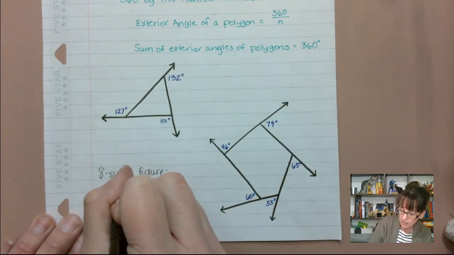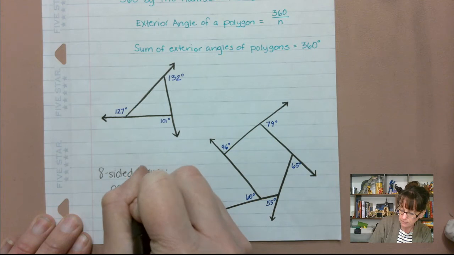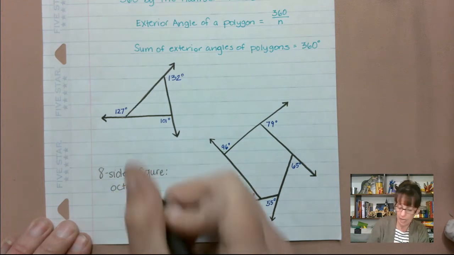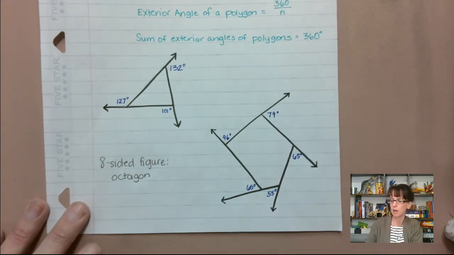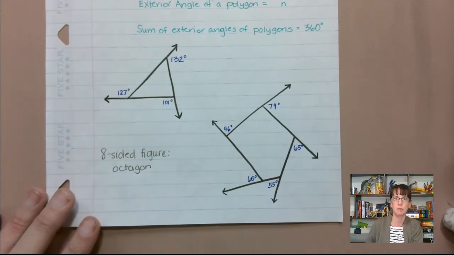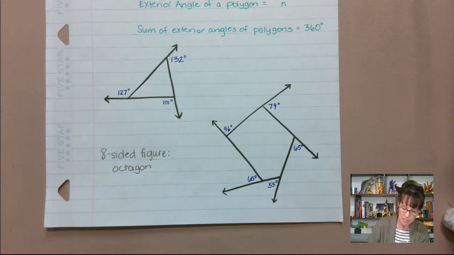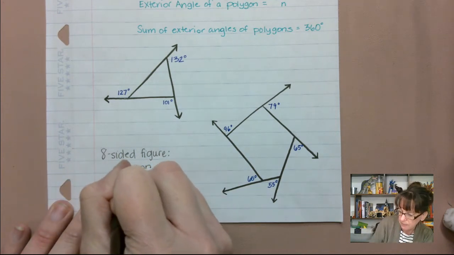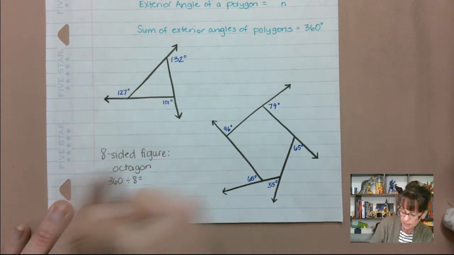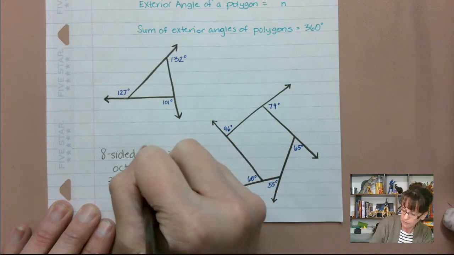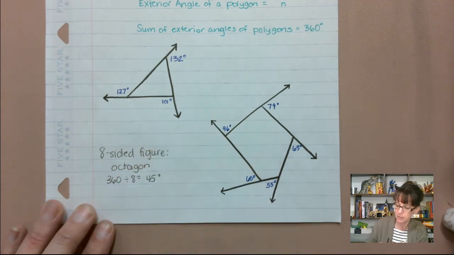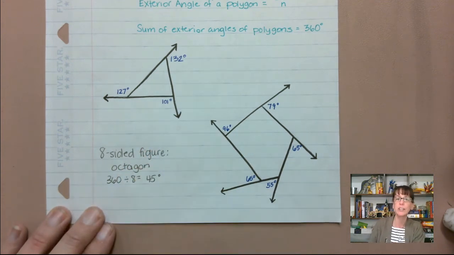So that's an octagon. Making sure I spell that right. Octagon. Ugh, that's an A. Okay, all right, this is math and not spelling. I'm so sorry. So what I would do is take 360 and divide that by 8, and that tells me that each individual angle is 45 degrees. And that is for a regular octagon.